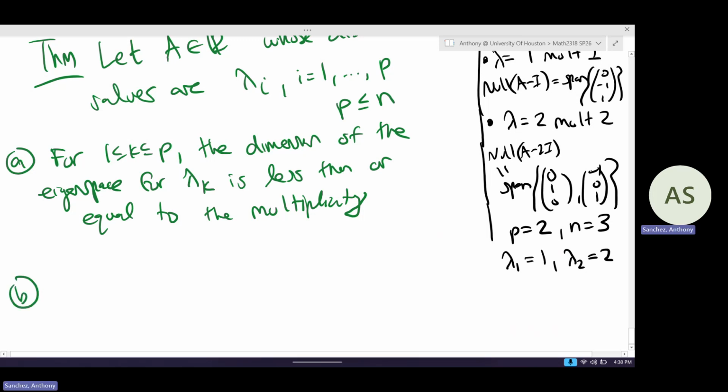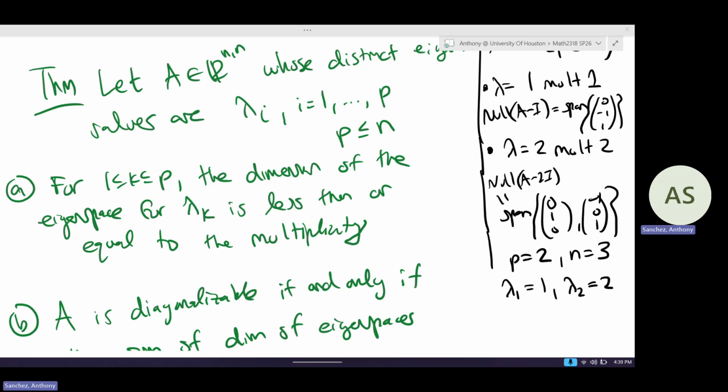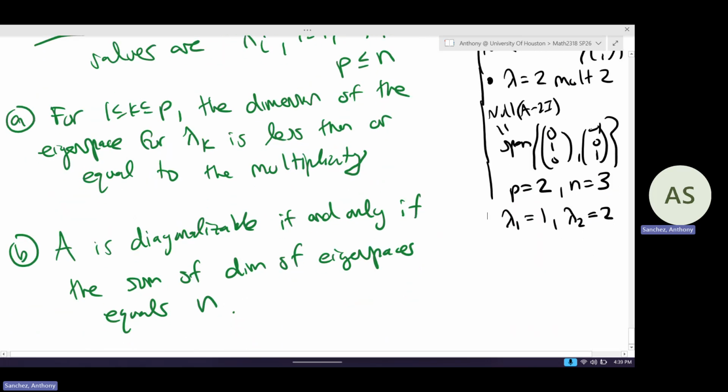Okay, so part B is: A is diagonalizable if and only if the sum of the dimensions of the eigenspaces equals n. So in this case, on the right here, the eigenspace here had dimension 1 and the eigenspace here had dimension 2. 2 plus 1 is 3, which is exactly the size of the matrix that we were looking at. All right? So that's what this is trying to say.